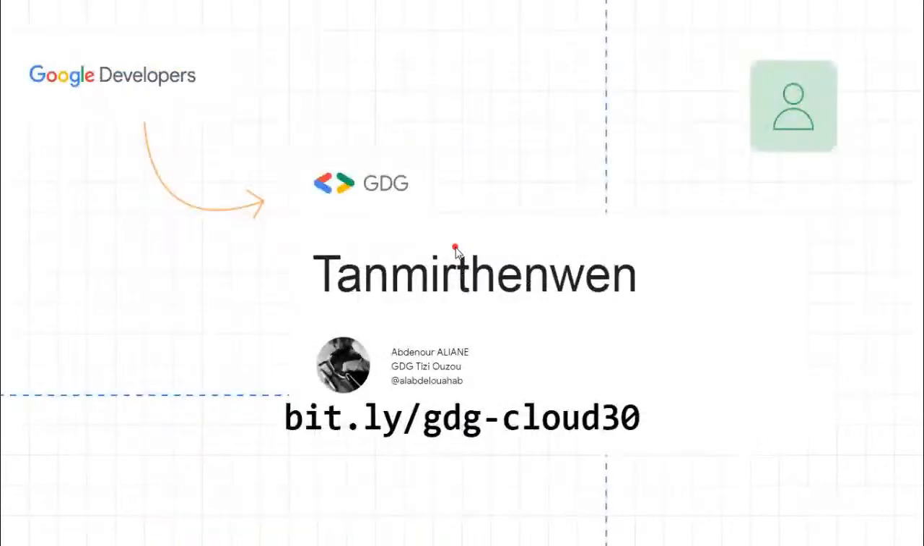So we saw how to make a simple application from a simple three-tier architecture. We scaled it on-premise, and then we saw what is Cloud 1.0, Cloud 2.0, and then Cloud 3.0.